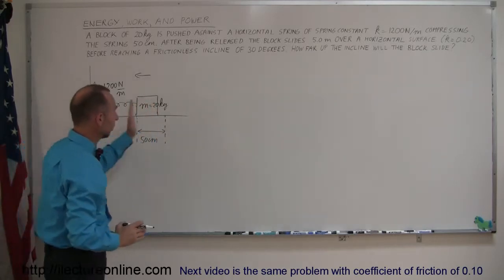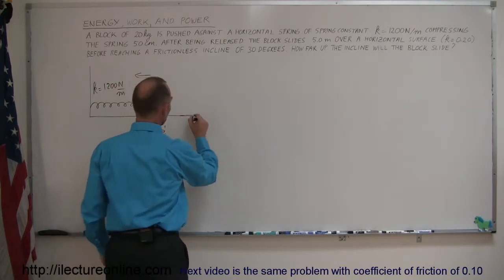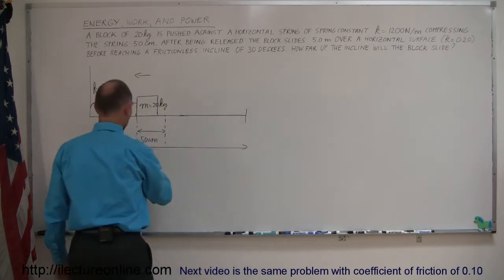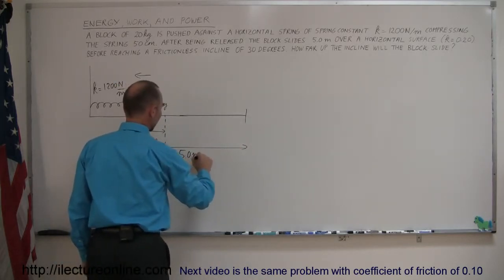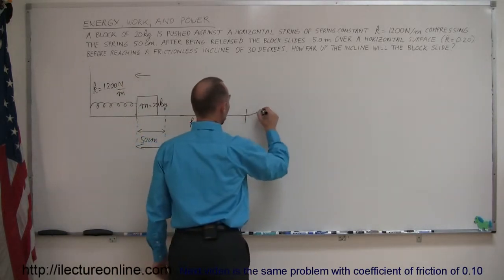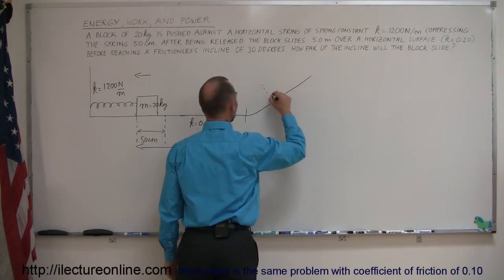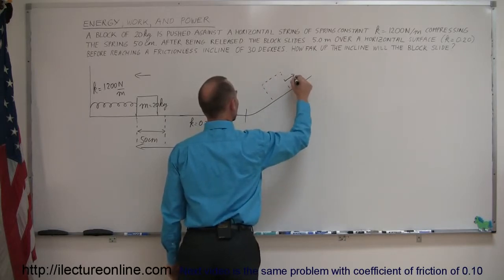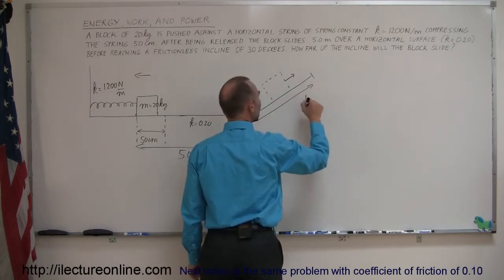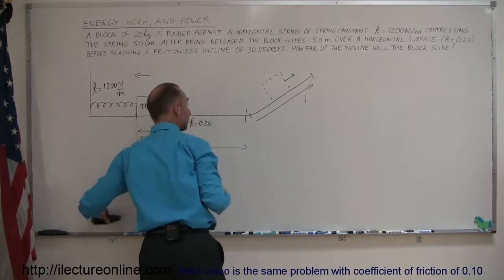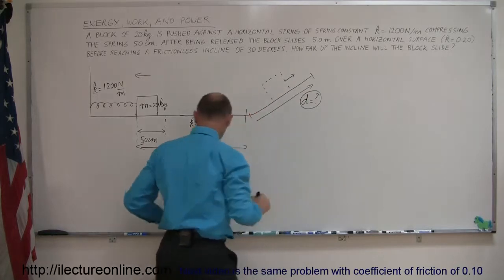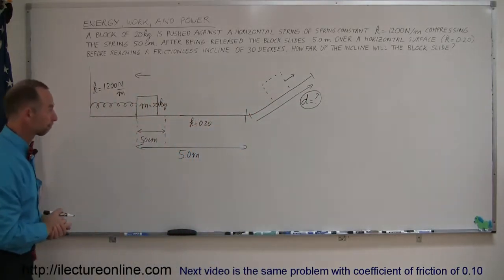Then when we let go, the block will slide over the horizontal surface over a distance of 5 meters. So this distance here is 5 meters. The coefficient of friction is 0.20. And after that, the block begins to slide up the incline. So after some while, the block will be sliding up an incline. At some point, it will reach a certain distance d. And let me use a small d for that. So small d. And we want to know how far it is. So how far up the incline will the block slide?